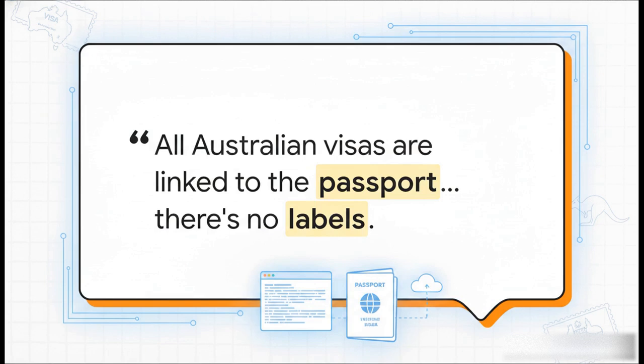Listen to this phrase from our sources. You need to remember this. All Australian visas are linked to the passport. There's no labels. Back in the old days, you'd get a physical sticker slapped inside your passport book. Well, not anymore. Everything is entirely digital now. If your digital visa record in the government's database doesn't perfectly match the actual physical passport you are holding in your hand, the system simply doesn't know you have a visa.